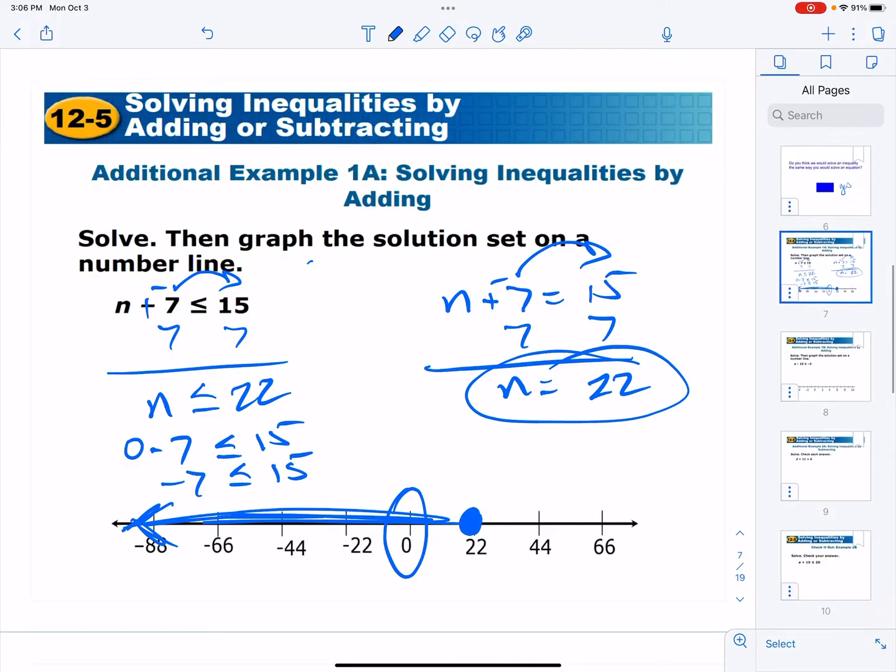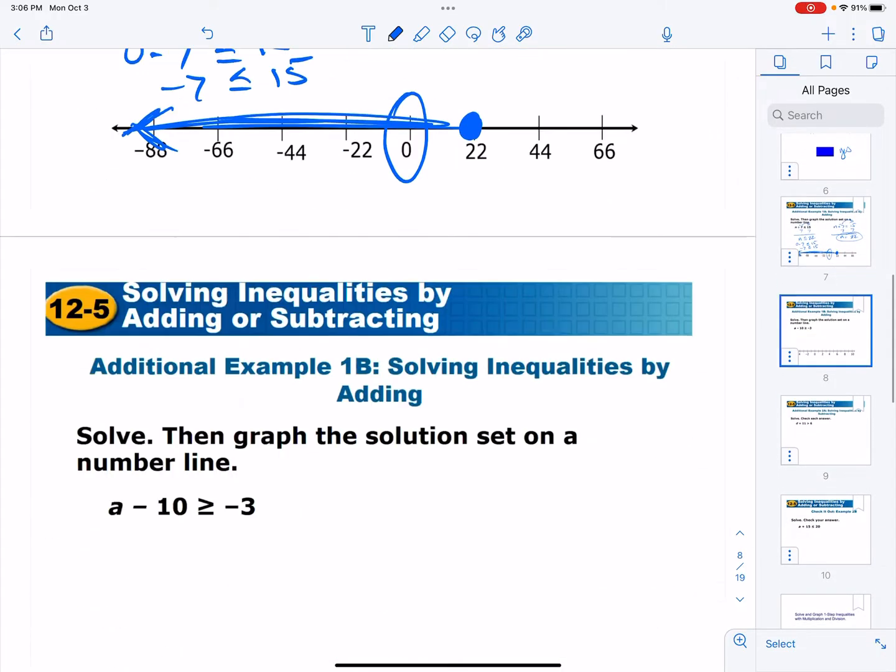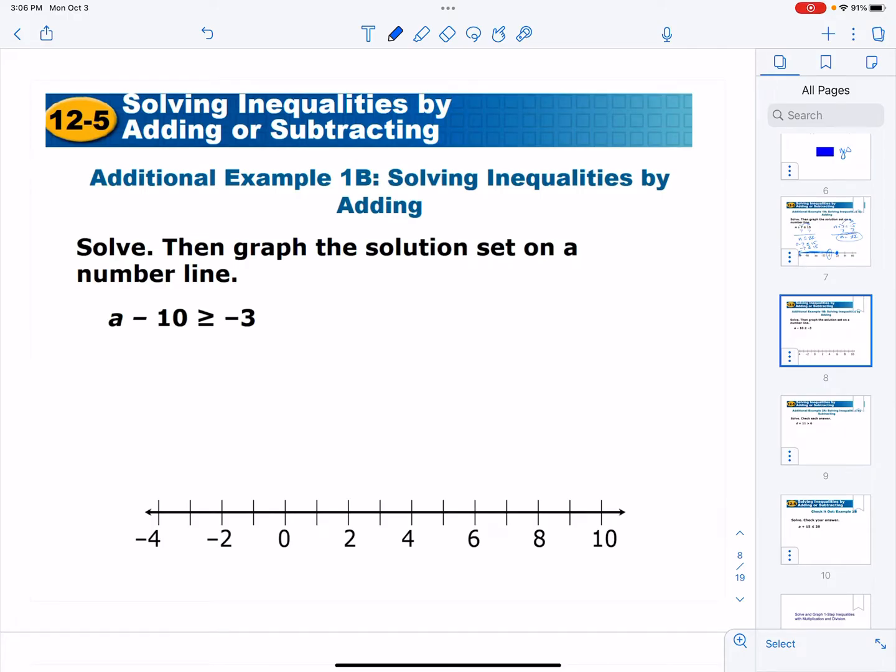That's all there is. So what you see is you solve them exactly the same way. So what if I gave you this one? A minus 10 is greater than or equal to -3. Pause the video and you solve this one for me. Okay, so let's see how you did.